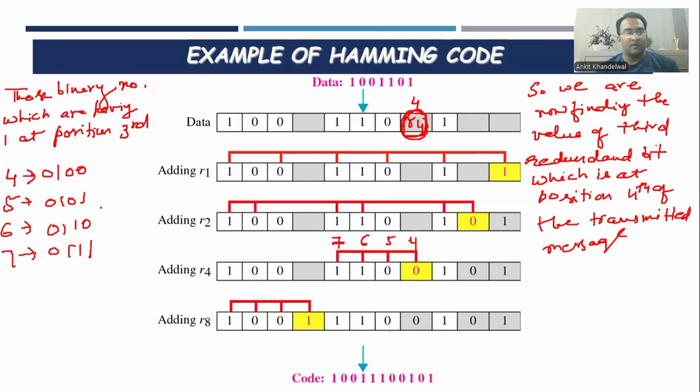So now the value at position number 5 of the transmitted message is 0. The value of position number 6 is 1, and the value of position number 7 is 1. So the total number of ones is equal to 2. We have even parity. That's why the value of R4 is going to be 0. Okay, this is the value of R4.